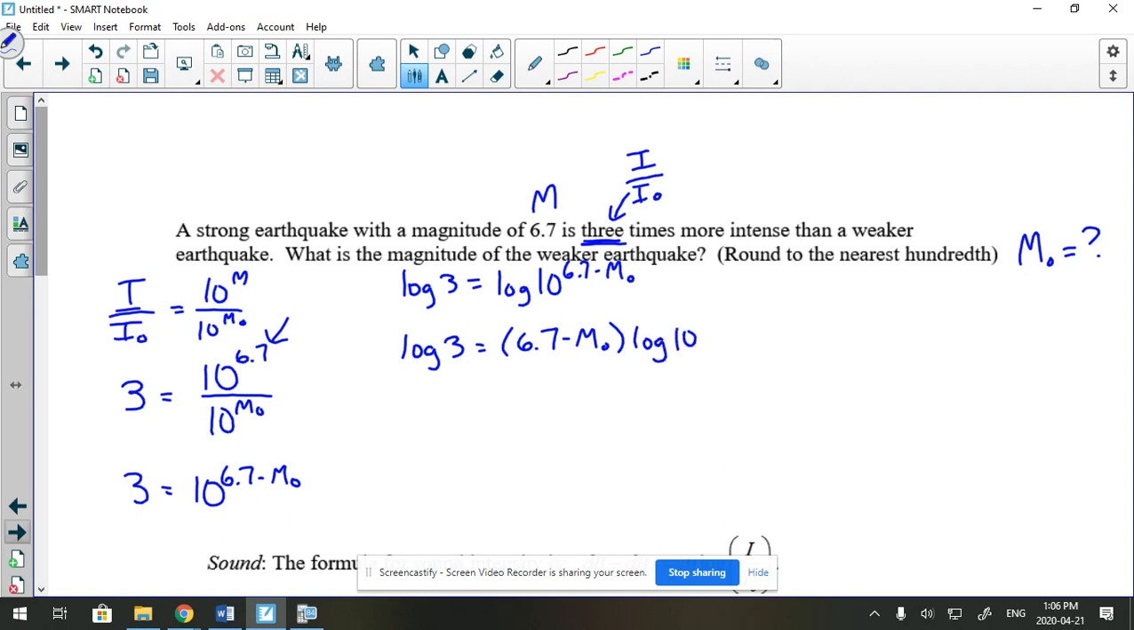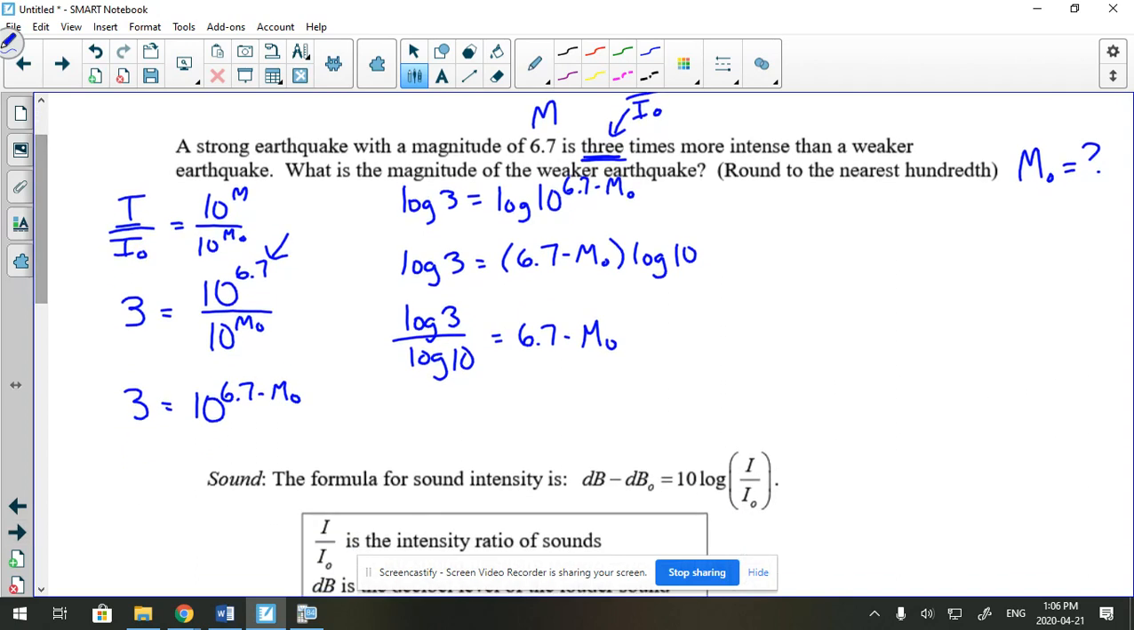I have that so far, and we want to isolate the m0, so I'm going to divide both sides by log 10. Now I have that there. I'll show you how you can rearrange it. It's up to you. We can minus 6.7 from both sides if you like. I showed it in a little bit of a shortcut in my notes. You can do it this way as well.